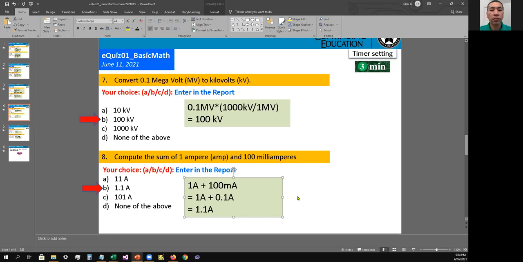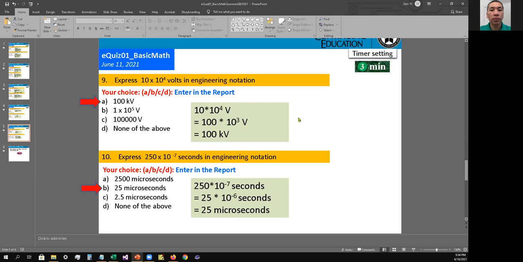Okay, sounds good. All right, so next one. Number 9, express 10 times 10 to the fourth volt in engineering notation. So we want to make sure in engineering notation that the 10 to the fourth has to be divisible by 3. So 4 is not divisible by 3, but if we reduce it by 1, that would be 3, divided by 3, it can work. So if we reduce this by 1, we have to add a 0 in front of the 10: 100 times 10 to the 3 volt.